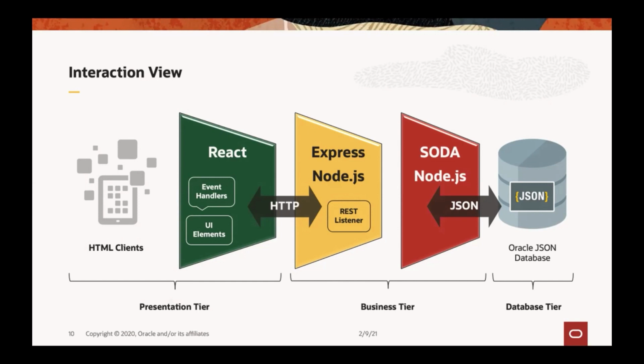So to quickly recap, there is the presentation tier, business tier, and database tier. Node and Express would be in the business tier, and it takes care of processing the business logic, and React takes care of rendering the information on a browser as HTML.